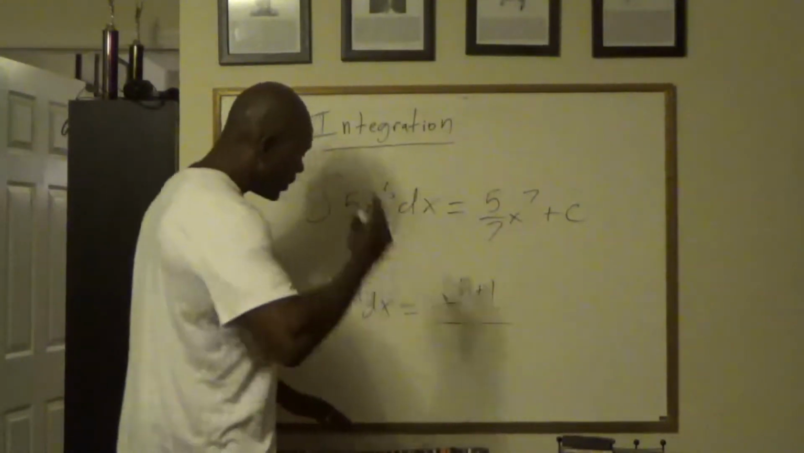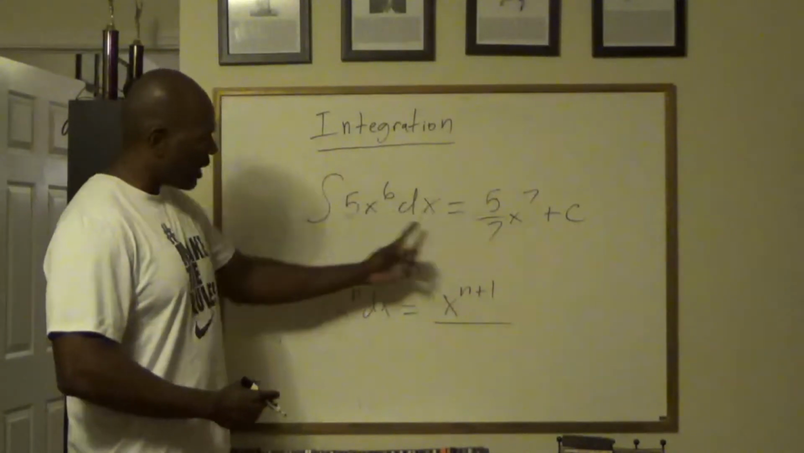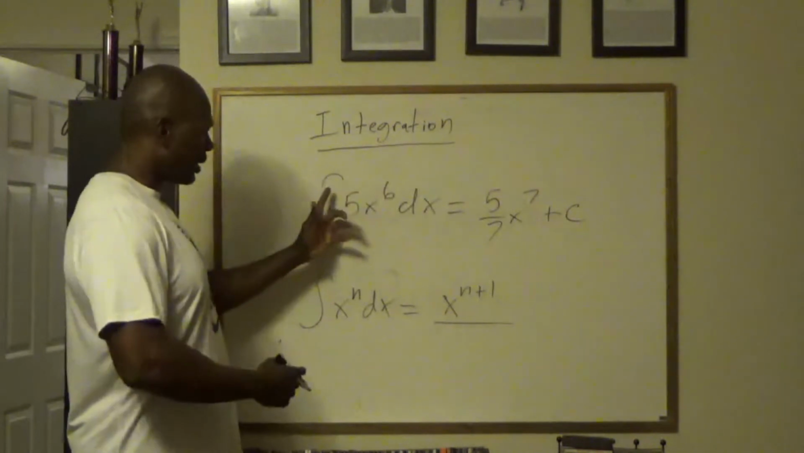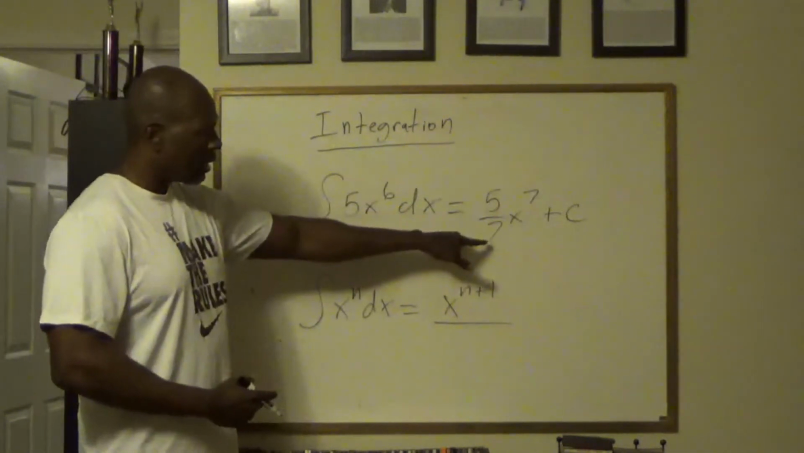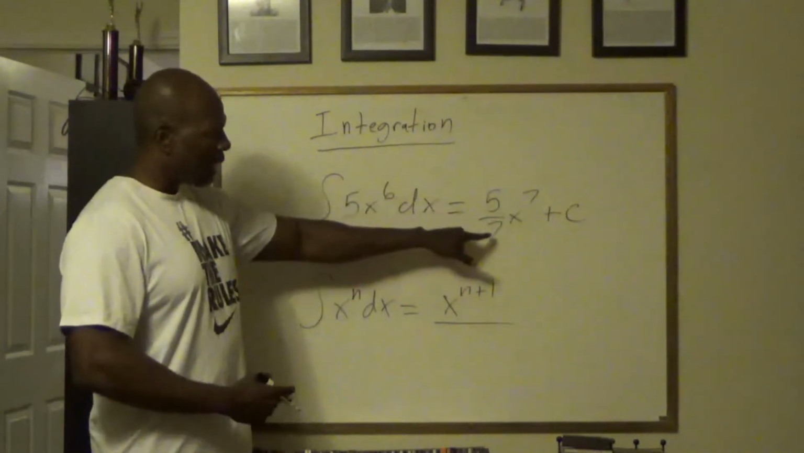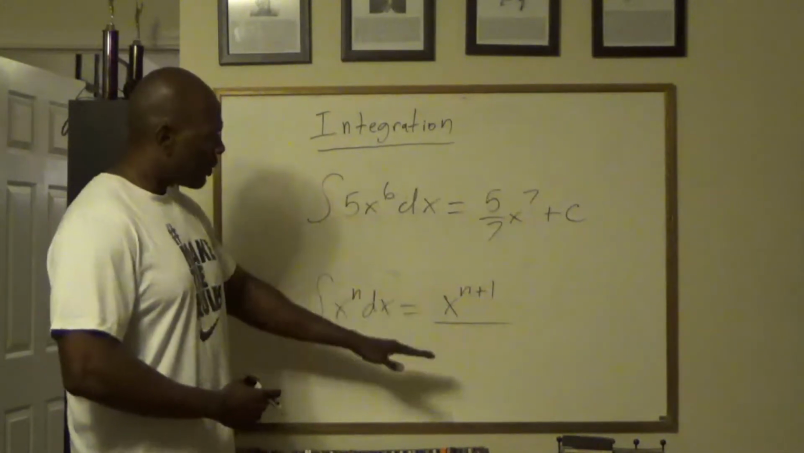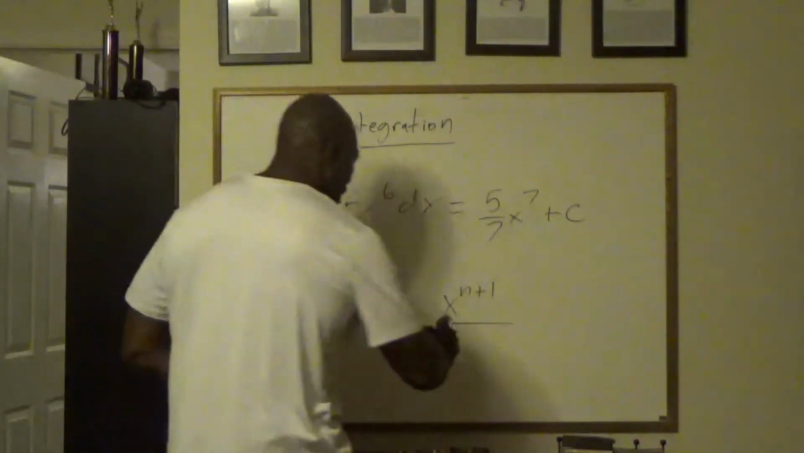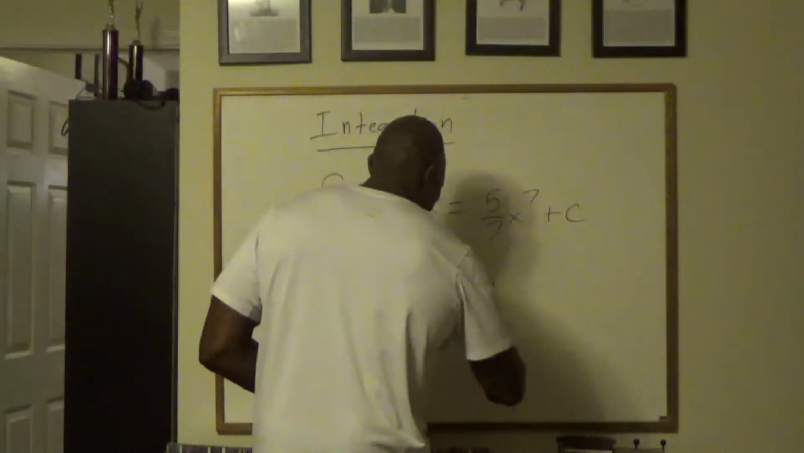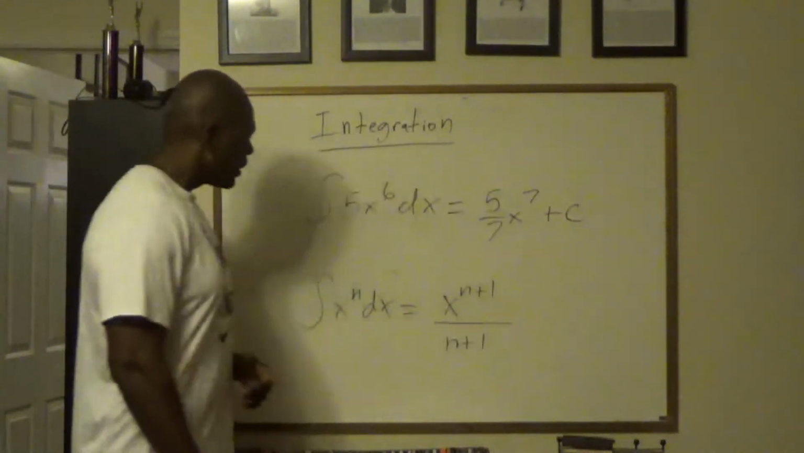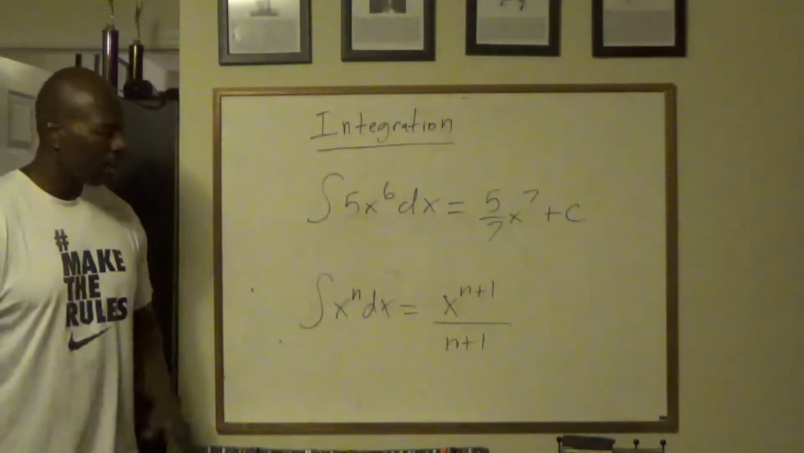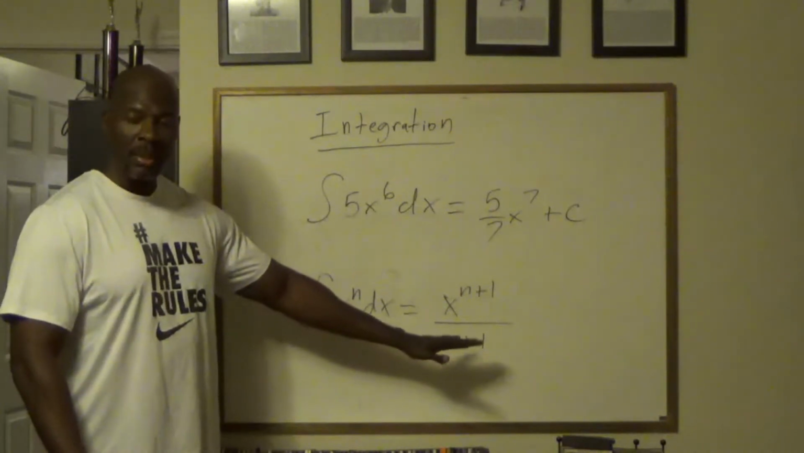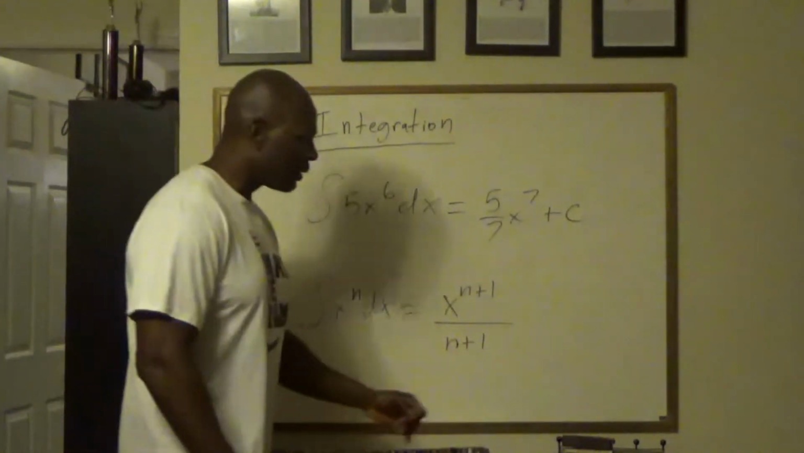Now what you may also notice, again, disregard the 5. The 5 is just a coefficient, so it doesn't really do anything. But let's look at what we're dividing by. We're also dividing by 7, right? So this new exponent that we get, this n plus 1, we always divide by it as well. So the integral of x to the n is x to the n plus 1 divided by n plus 1. That's the power rule of integration.